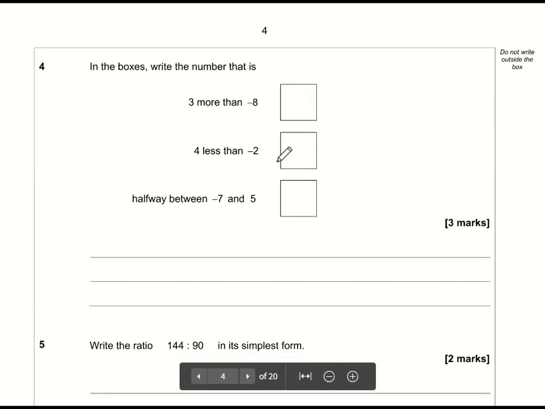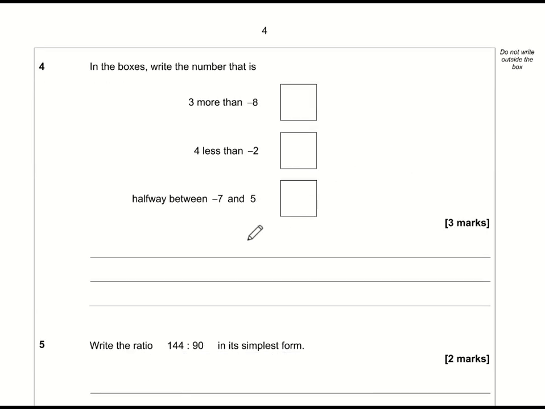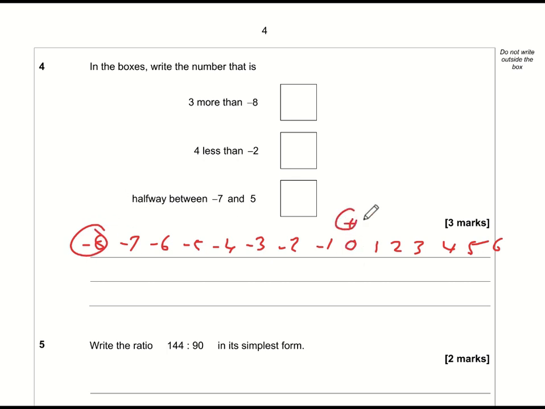Okay, question number 4. 3 more than negative 8. What you might need to do is write out your number line: minus 8, minus 7, minus 6, minus 5, minus 4, minus 3, minus 2, minus 1, 0, 1, 2, 3, 4, 5, 6, etc. So 3 more than negative 8. Remember that if we are adding, we're going in this direction. If we are subtracting, we are going in this direction. So negative 8 plus 3, 1, 2, 3 is negative 5.